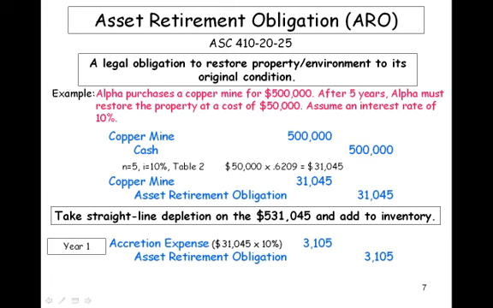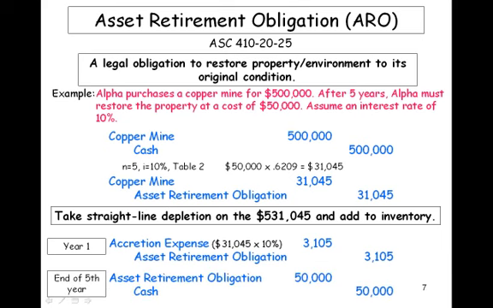The $3,105 amortization in year 1 will be added to the $31,045 ARO next year to compute the accretion expense in year 2. Remember, we keep adding the amount amortized to the present value until it reaches the future value of $50,000. At the end of the 5th year, when the obligation is satisfied, Alpha records the following journal entry.